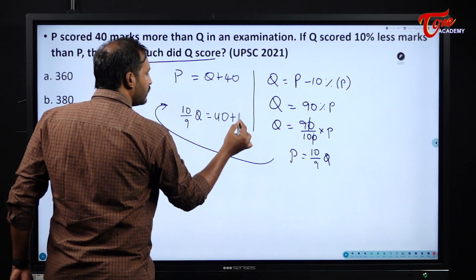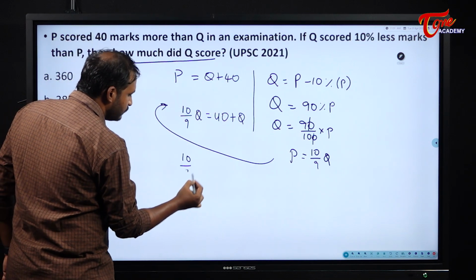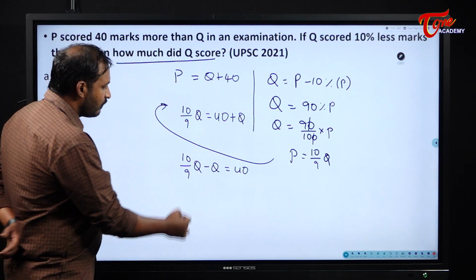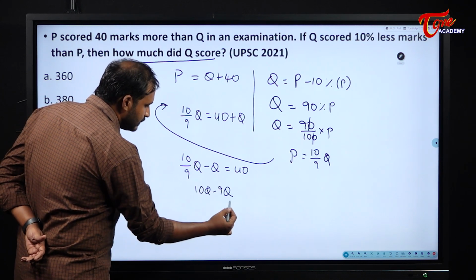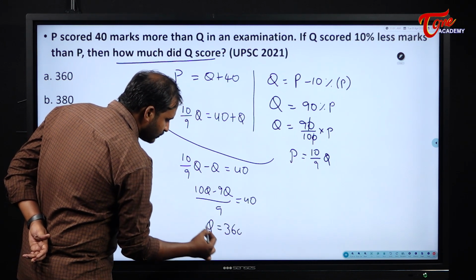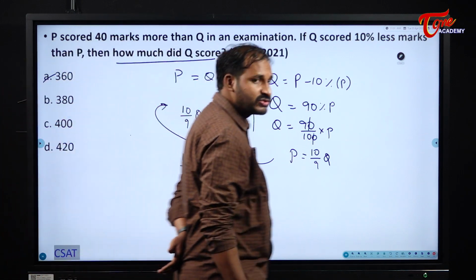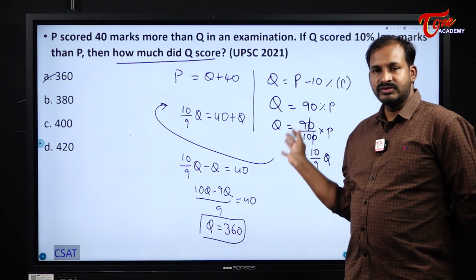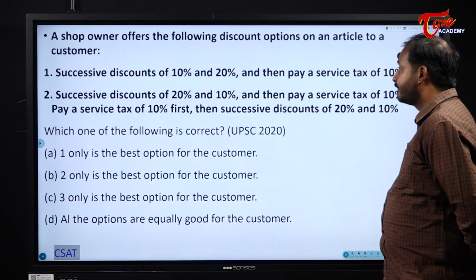Q plus 40. Now I will send the Q to this side. What happens? 10 by 9 Q minus Q is equal to 40. So now, 10Q minus 9Q by 9 is equal to 40. From this, Q value becomes 360. So the marks scored by Q will be equal to 360. They gave us two equations. Simply we solved the equation and substituted in the other value. Okay, that's it. Next one.